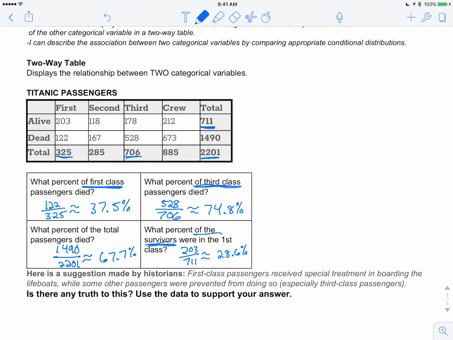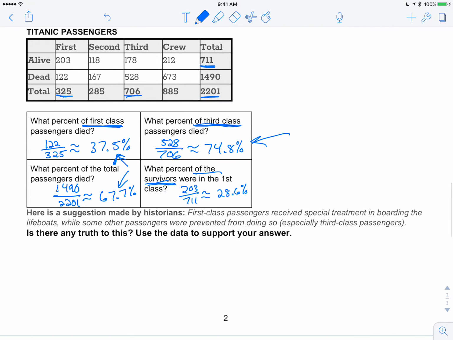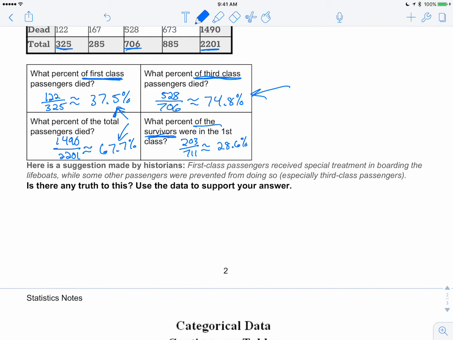Also, if you look at the total percentage of passengers died, 75% for third class right here is well above the total or the average death rate for the entire ship, while first class, 37.5, is much less than the entire ship. Here's a suggestion made by historians. First class passengers received special treatment in boarding the lifeboats, while some other passengers were prevented from doing so, especially third class passengers. Is there any truth to this? Use data to support your answer.